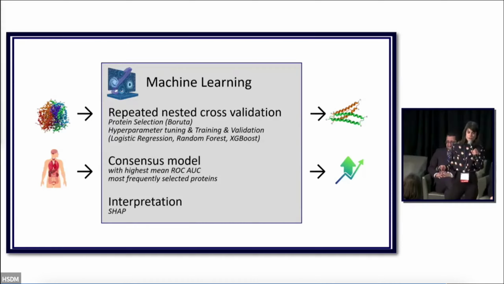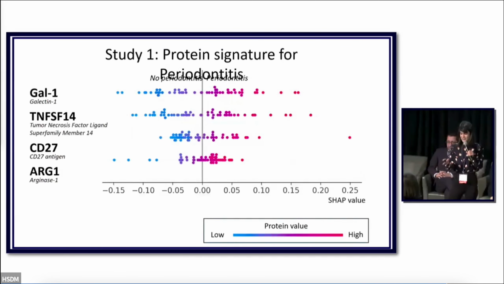Okay, and then after those iterations, I use the consensus model approach, which is the step of the algorithm that picks the best algorithm. It also checks back all those iterations and selects the most frequently selected proteins, and at the end, the model interpretation. Okay, done with the technical part.